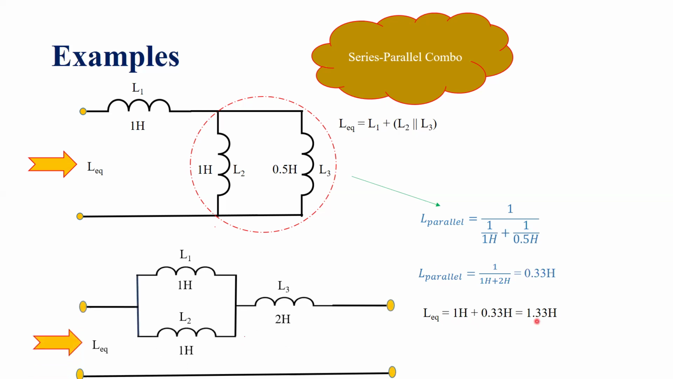An exercise for you is given here: you have to calculate L equivalent of this network. What you see here, L1 and L2 are connected in parallel with each other with the value of each to be 1 Henry. In series with this combination, you have another inductor, L3, which has a value of 2 Henry. Now, the question for you: calculate the equivalent inductance value L of this network. Once you know the answer, write that in the comment section.